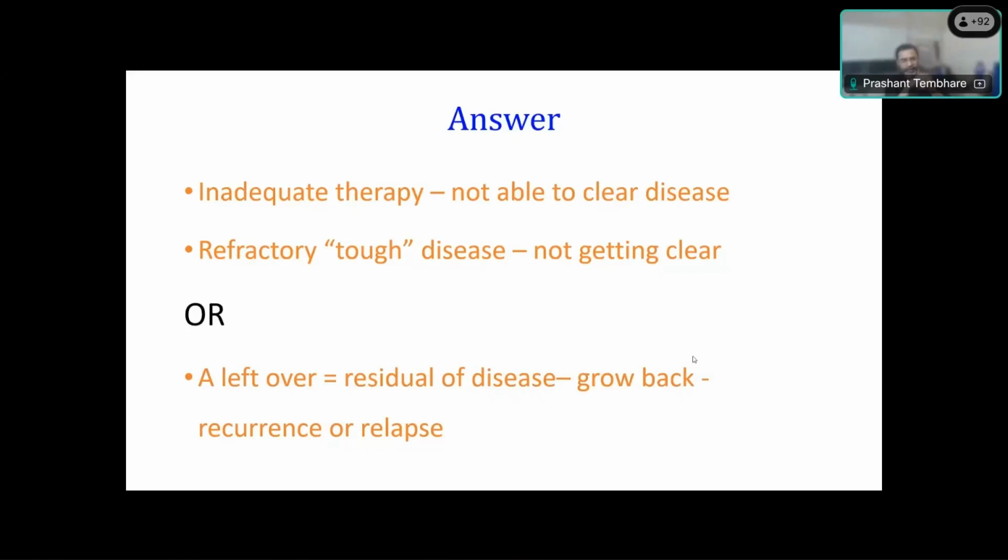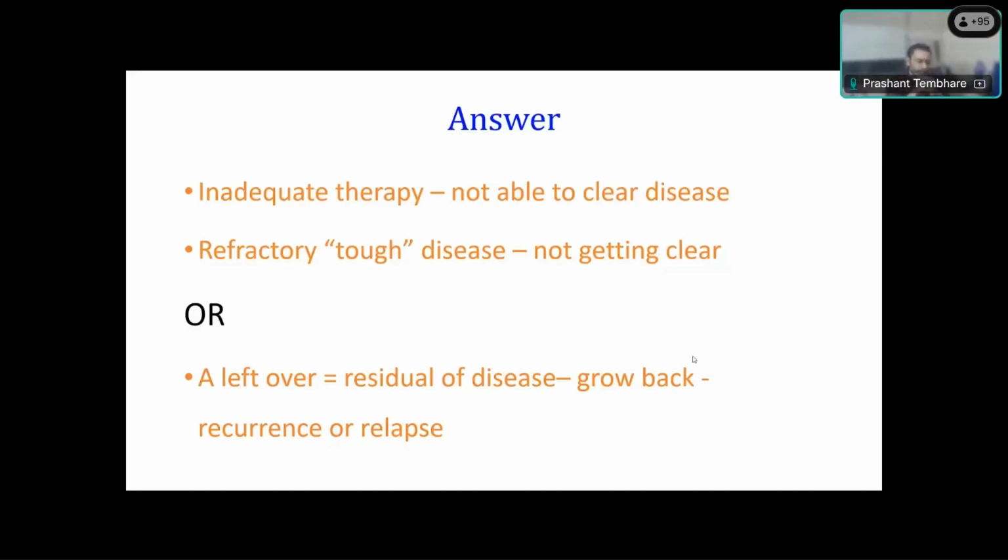treated moderately, right? But ultimately, we want to know why the patient's disease is coming back and why the patient is dying of the disease. The first answer was inadequate treatment. That means in a patient with high risk disease, you are giving inadequate treatment, which is not able to clear the disease. In high risk disease, the disease might be refractory and the given treatment may not be effective, so you need an alternative treatment.